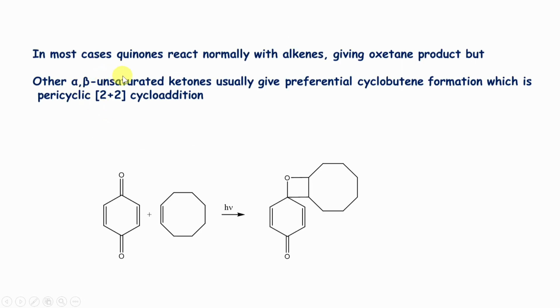Okay. In most cases, quinones react normally with alkenes, giving the oxetane product. But other alpha beta unsaturated ketones usually give preferential cyclobutane formation, which is a pericyclic 2+2 cycloaddition reaction. Even though a quinone is an alpha beta unsaturated ketone, it usually gives oxetane by reacting with the alkene, but other alpha beta unsaturated ketones give the 2+2 pericyclic cycloaddition reaction, forming a cyclic adduct.